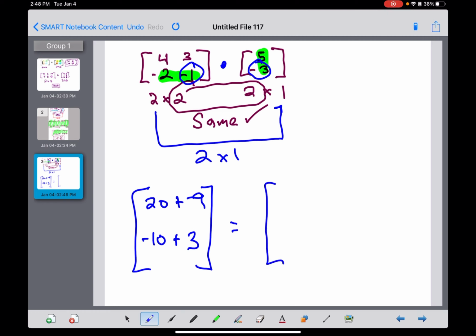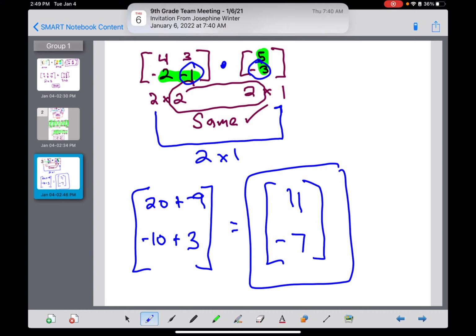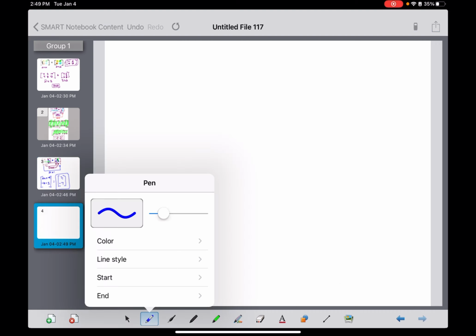End result, 20 plus -9, 11. -10 plus 3, -7. There's our end matrix for these two. It becomes about rows and columns, and taking those different rows and merging them with the different columns. My gosh, busy day. All right, let's take a look at another one.